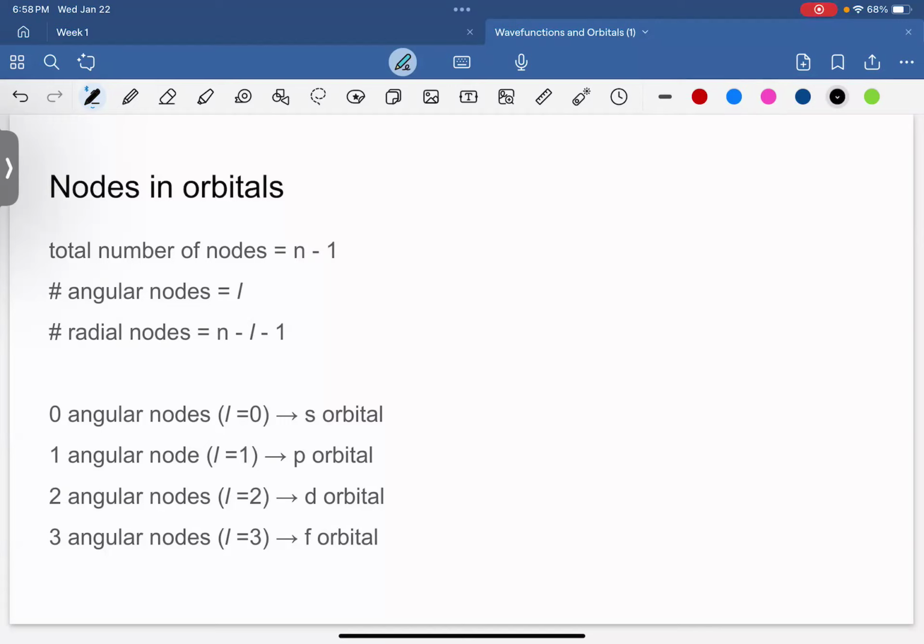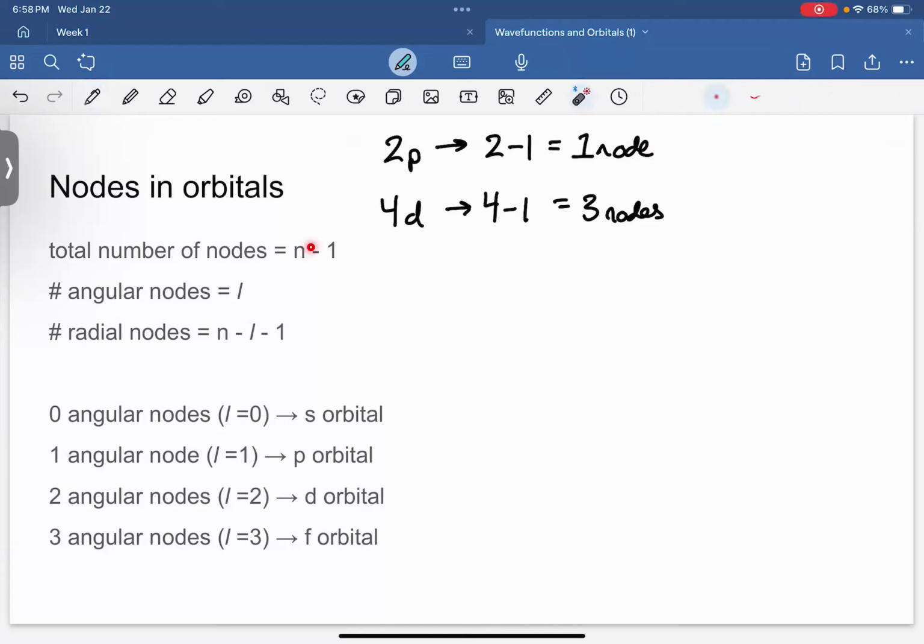So the total number of nodes in an orbital is equal to n minus 1. So if I have a 2p orbital, we have a total of 2 minus 1 equals 1 node. If I have a 4d orbital, we've got a total of 4 minus 1, or 3 nodes. And n is my principal quantum number, which is the number out front of the orbital. In 2p, 4d, 2 is my principal quantum number, 4 is my principal quantum number here.